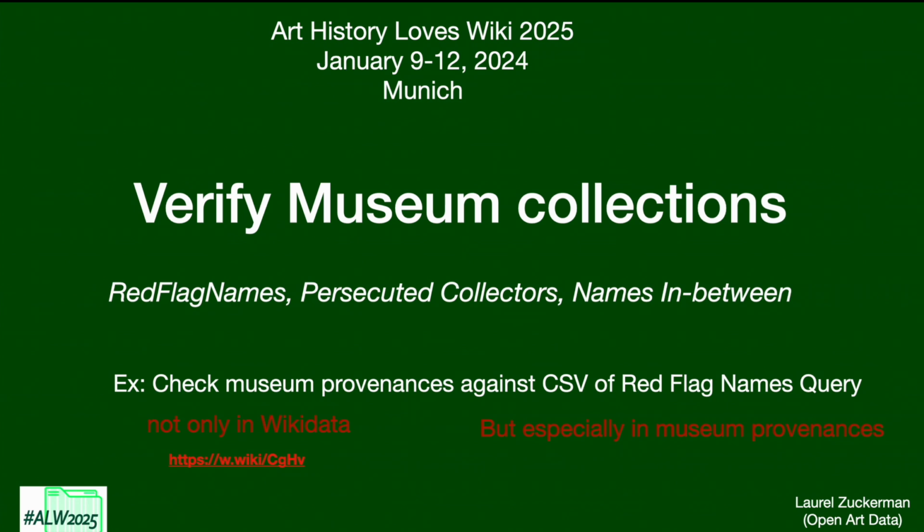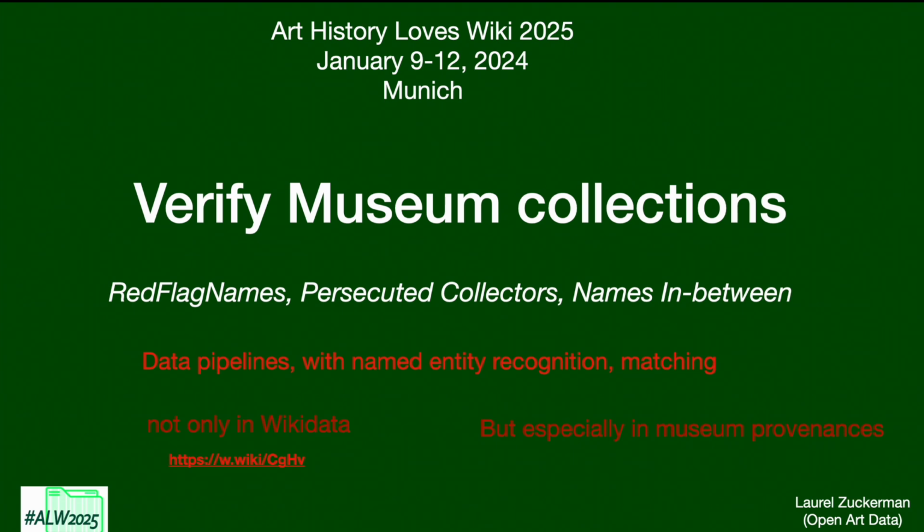Now, a very important thing that you can do with Wikidata, because you know who people were in relation to the Holocaust, is you can pipe this data into programs or tools that will check names and provenances of museum collections. There are ways to very quickly know which artworks in a museum collection contain red flag names, persecuted Jewish collectors, or names in between.